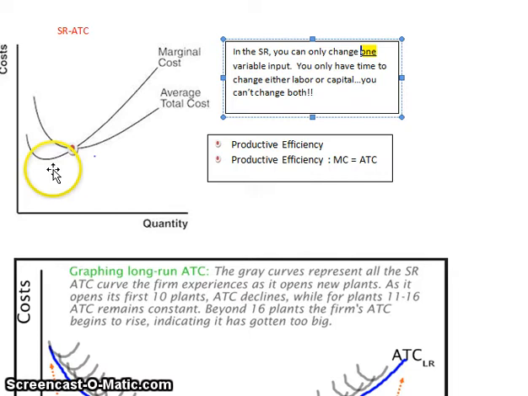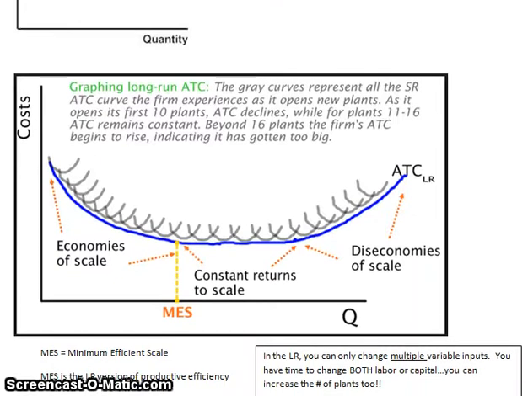We've talked about how you have the intersection of the marginal cost curve and the average total cost curve, and that gives you that productive efficiency where you're producing goods as cheaply as possible. When we're talking about the short run, you're talking about the marginal cost curve because you're looking at the diminishing returns. But when we talk about the long run, we're talking about the ability to change multiple variable inputs. And so when you're looking here at this long run ATC, sometimes on a graph you'll have the LR in front of the ATC. That would be one of the differences you might see on a graph.